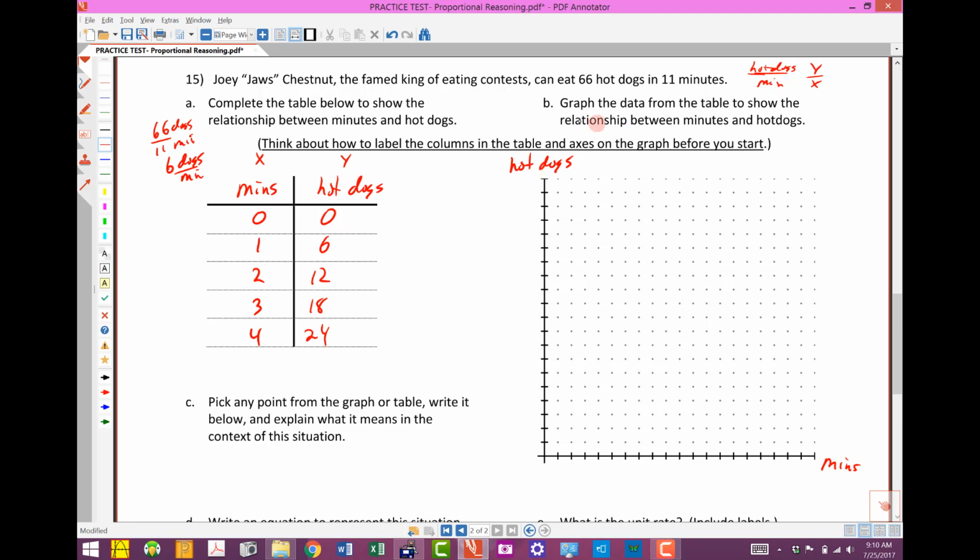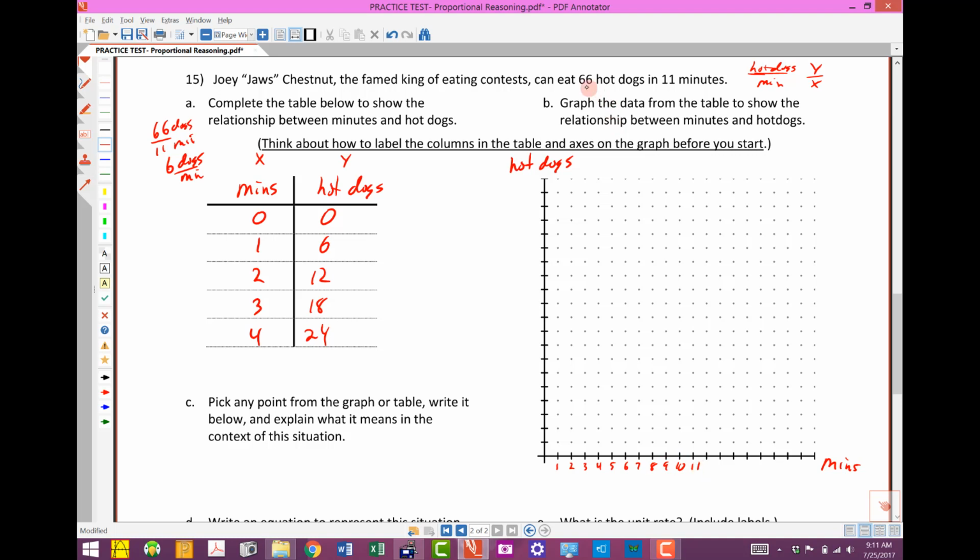Okay, and then we're going to go ahead and graph this. So we've completed the table and we've shown this relationship. And then it says graph the data from the table to show the relationship between minutes and hot dogs. Okay, so let's think about this. We only have to go up to 11 minutes, but we've got to fit 66 hot dogs on here. So let's do this. This would be 2, 4, 6, 8, 10. Let's just do that. This is 1, 2, 3, 4. We'll just count by ones. Okay, 11 minutes is what we had there.